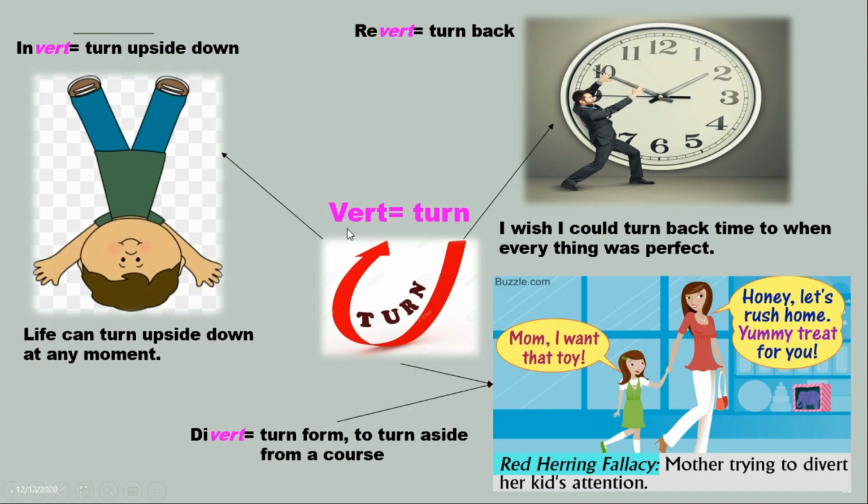Next, look at the root word which means turn. Look at the word invert, turn upside down. For example, life can turn upside down at any moment. And look at the word revert, turn back. I wish I could turn back time to when everything was perfect. Next, look at the word divert. Turn from, to turn aside from a course. See here, her baby's mother is diverting something.